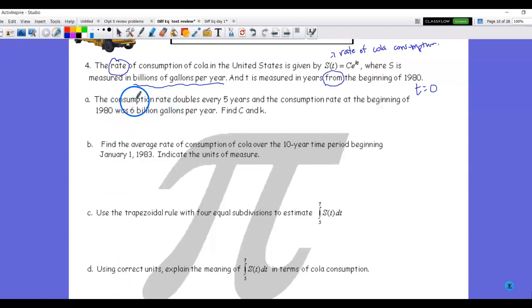In letter A, they tell us that the consumption rate doubles every 5 years. And the consumption rate at the beginning of 1980 was 6 billion gallons per year.